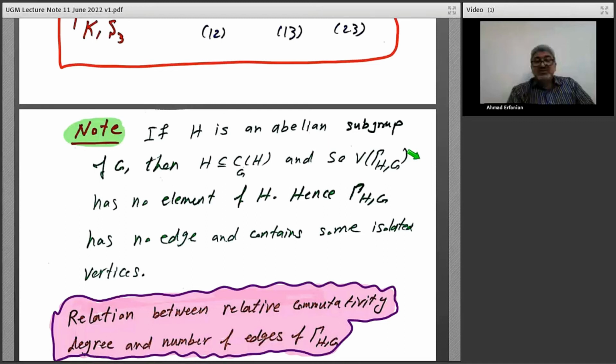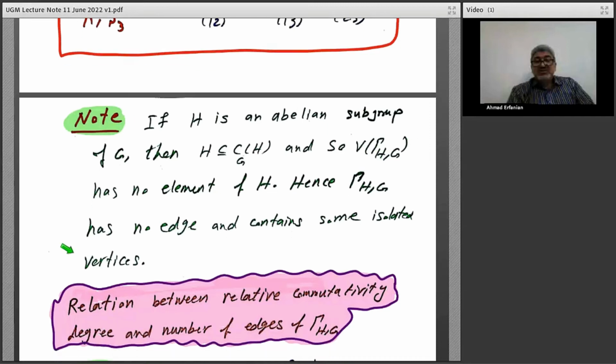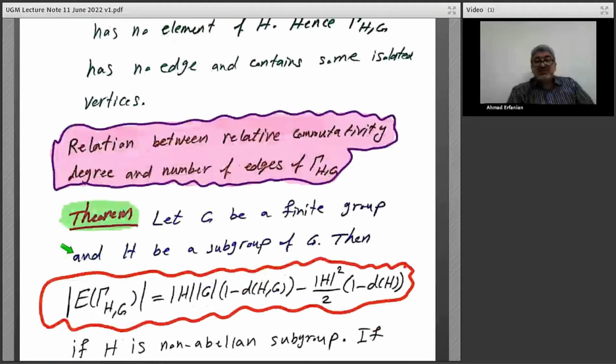So let me give a note here. If H is an abelian subgroup, then obviously H is contained in the centralizer of H in G. So in this case we don't have all, because the vertex set is G minus the centralizer of H in G. So if H is abelian, all vertices in the vertex set are outside of H. Here in this case we don't have any H, and so what we have is only some isolated vertices.